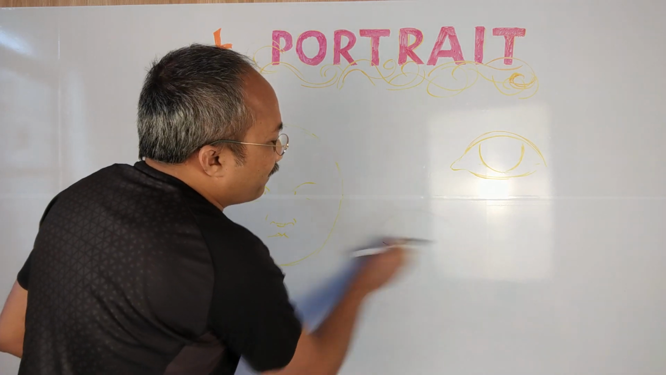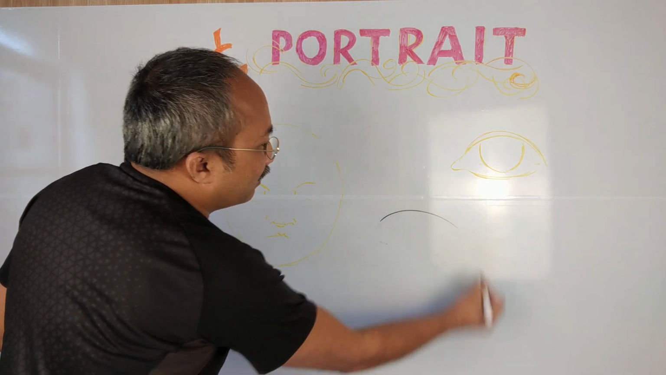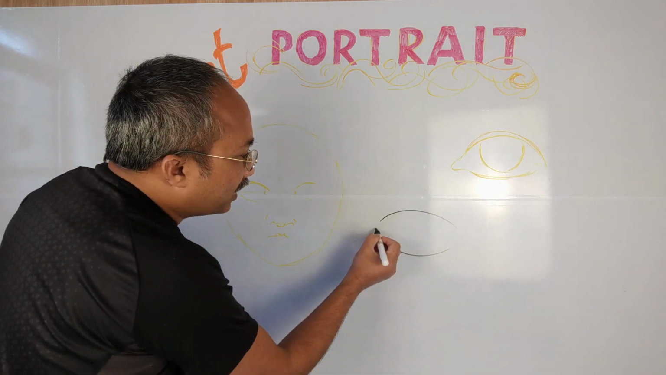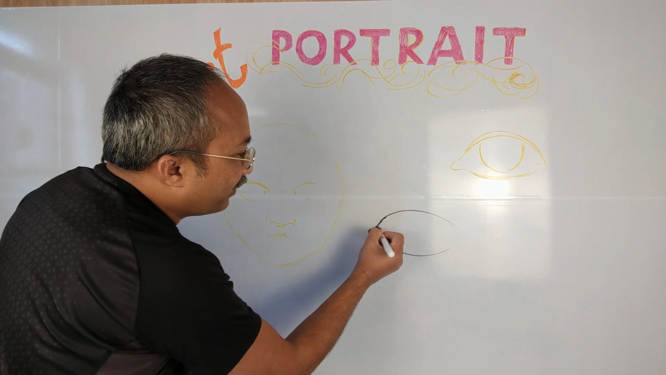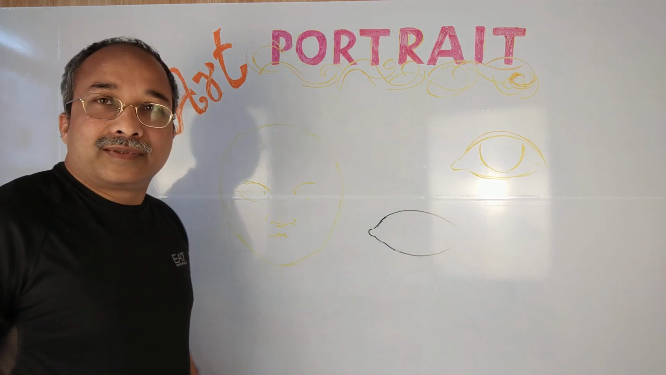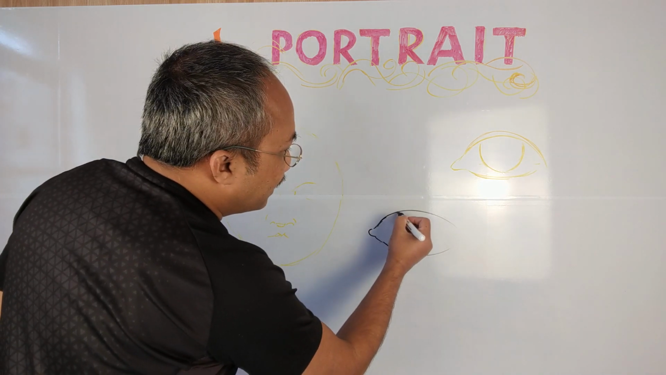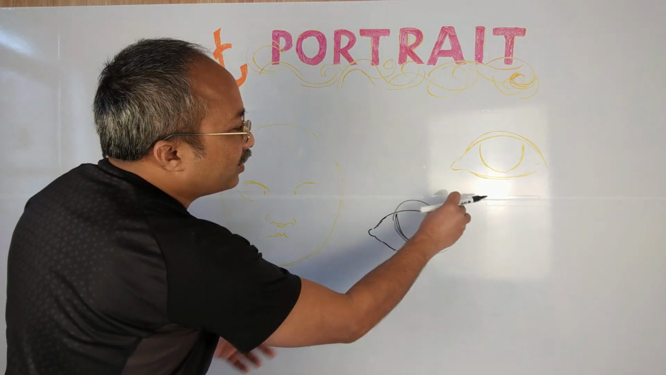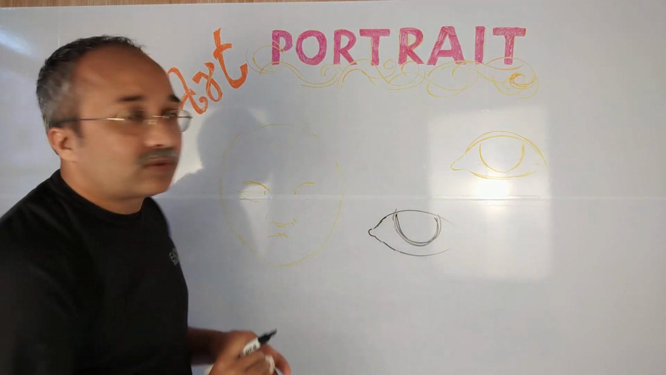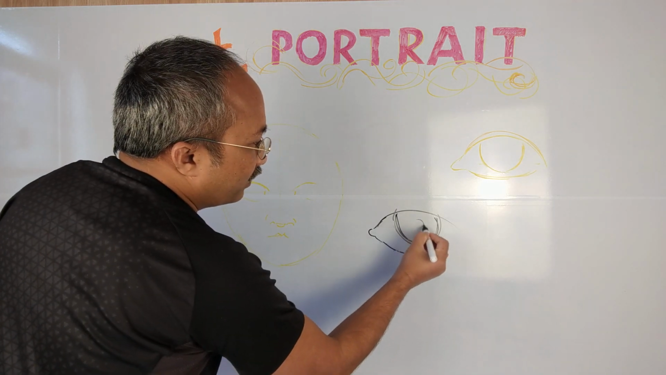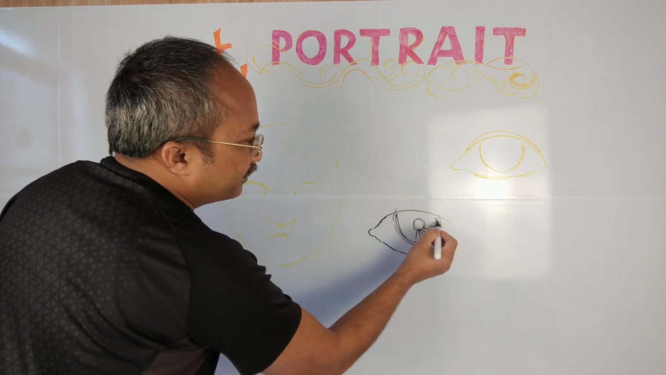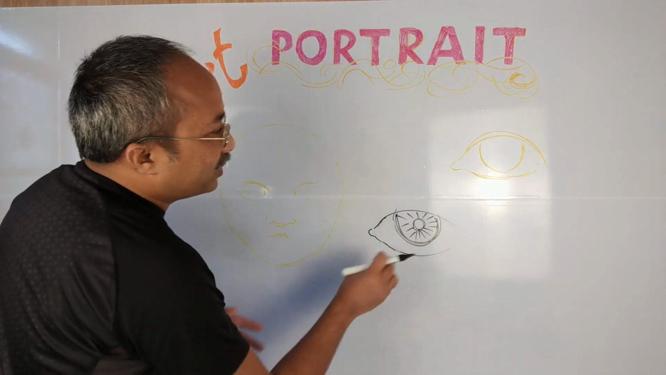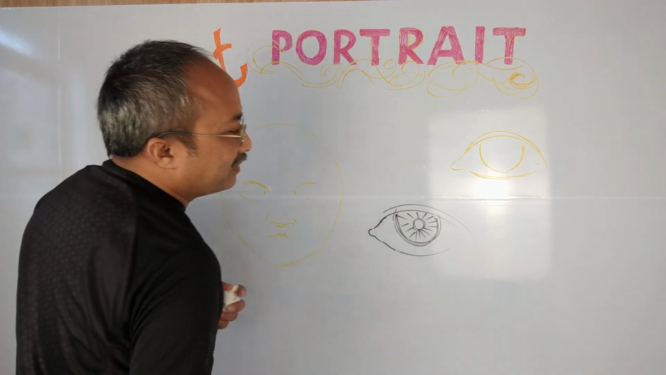I'm going to show you once more. To start with, just a curve, and another curve, and another small curve here, and then join it. Then you can draw a circle here, and then you remove or rub the top part and draw the pupil. See, the easiest steps to draw a portrait. Then you can modify it.